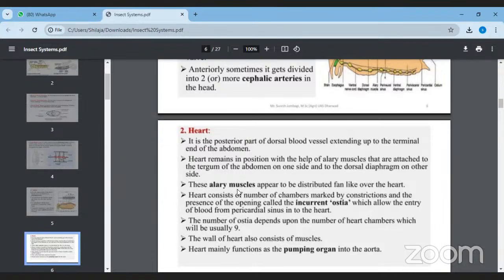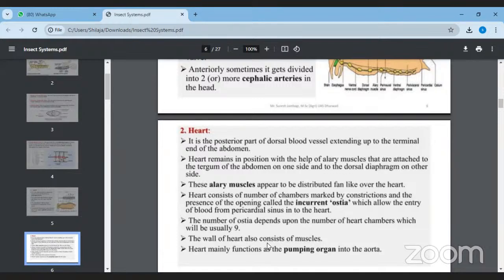So these alary muscles appear to be distributed fan-like over the heart. So the heart consists of a number of chambers marked by constrictions and the presence of the openings called incurrent ostia. As I said, these ostia will be openings which carry the oxygen into the body of the insect, and there will be 3 pairs in the thorax region and 9 pairs in the abdominal region. So the same thing we have written.